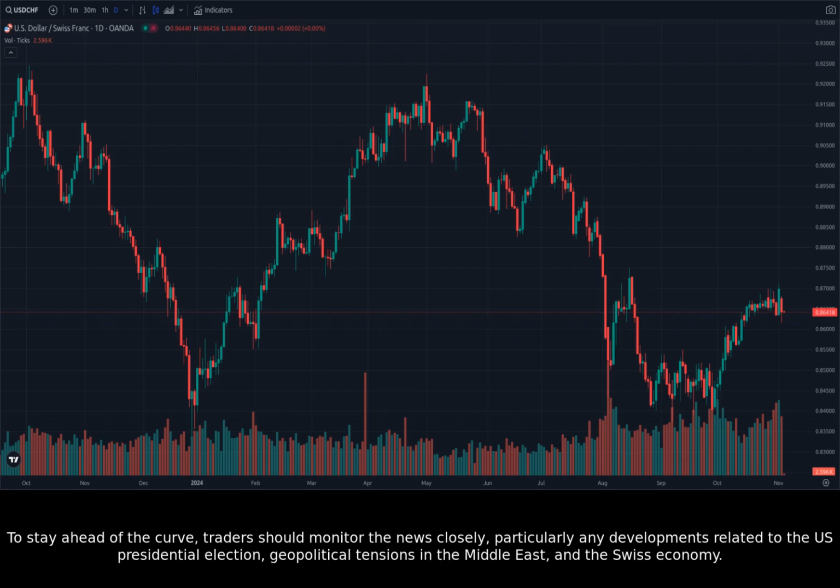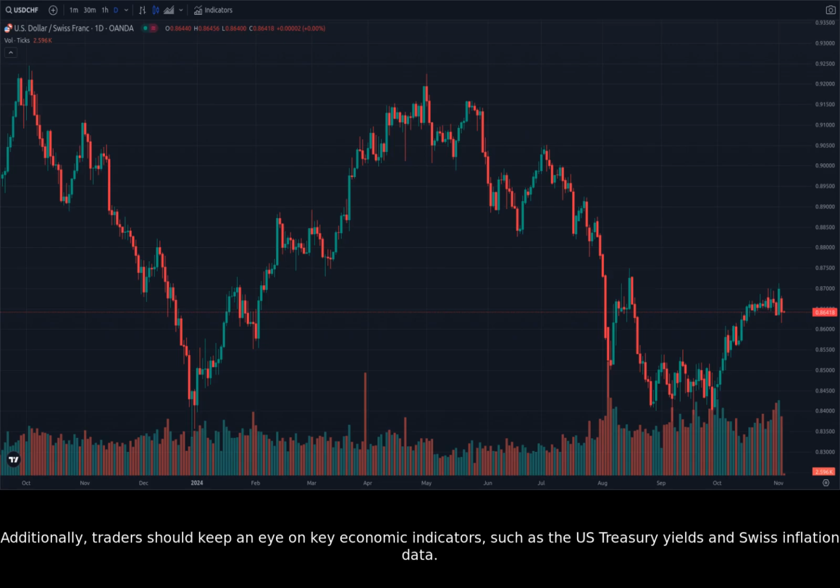To stay ahead of the curve, traders should monitor the news closely, particularly any developments related to the US presidential election, geopolitical tensions in the Middle East, and the Swiss economy. Additionally, traders should keep an eye on key economic indicators, such as the US Treasury yields and Swiss inflation data.